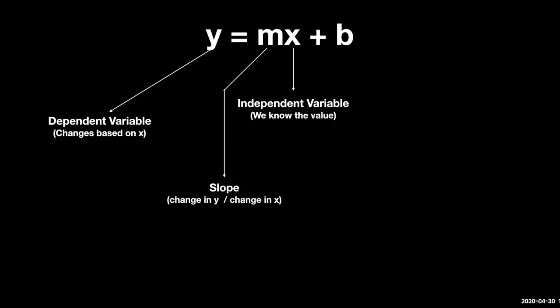M is the slope of the curve, which you remember your formula is simply the change in y divided by the change in x. B is the y-intercept. It's where it crosses the y-axis. In other words, when x is 0, where does it cross the y-axis? That's your formula in math, y equals mx plus b.